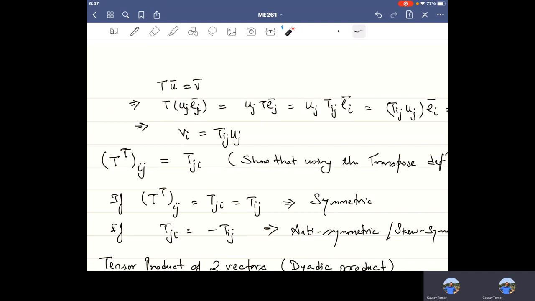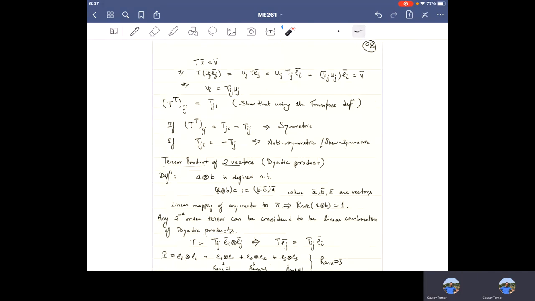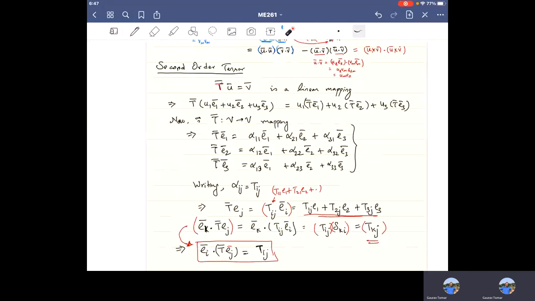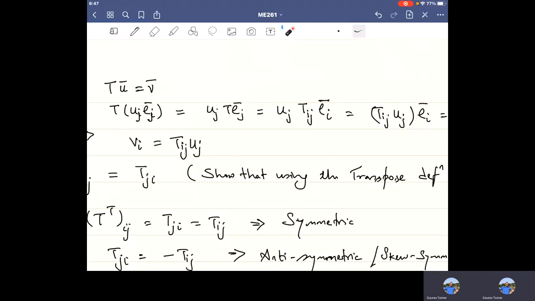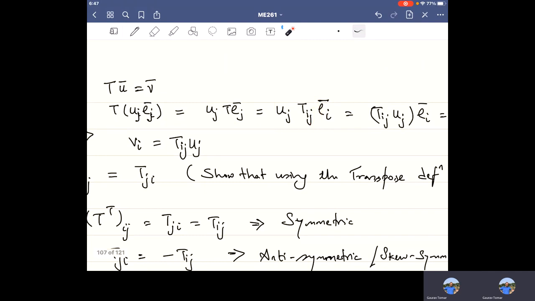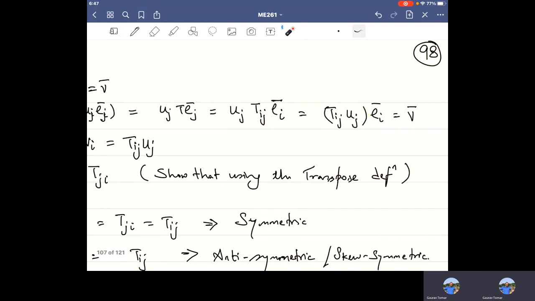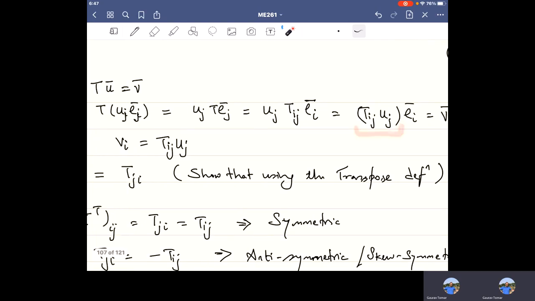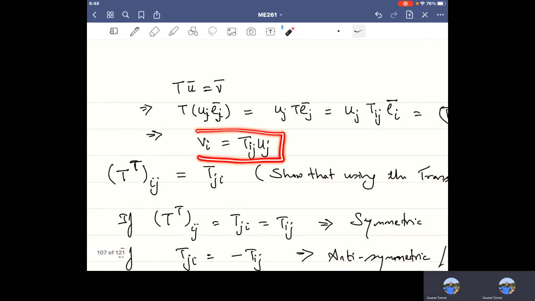So that's something that we had written here. T ej is Tij ei, so we use this here in place of this. So you get uj Tij ei. Finally, you can just club these two scalars together in this form. You get Tij uj ei, which is equal to the vector v. So now the ith component of v can be written as Tij uj. So we get how the mapping is being done.